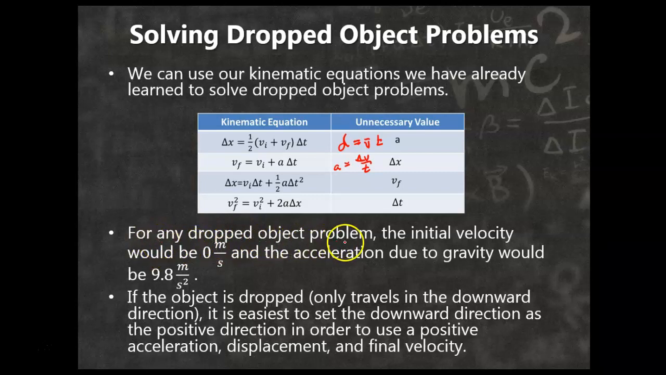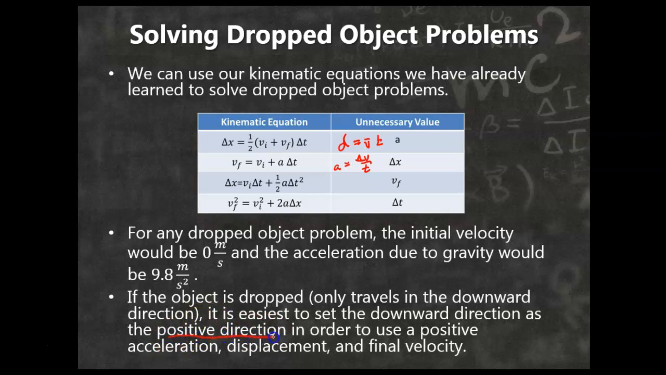So for any dropped object, when you drop an object, we're saying the initial velocity will be 0. We're assuming you drop it out of, let's say, your hand. And so while it's resting in your hand, its initial speed is 0. As soon as you let it go, it's going to start speeding up in the downward direction. And acceleration due to gravity is going to be 9.8 meters per second of speed change each second in the downward direction. Okay? It's only going to be traveling in the downward direction. And therefore, it's easiest to consider down as positive.